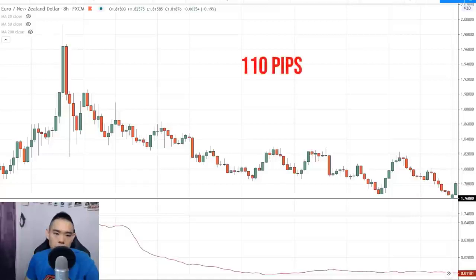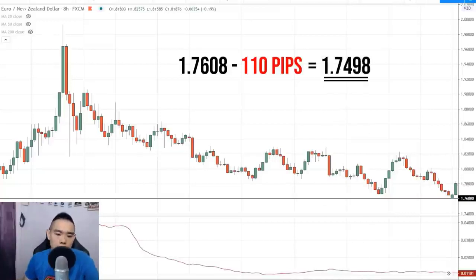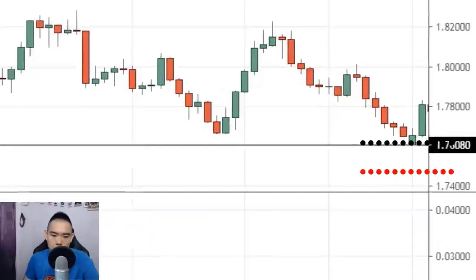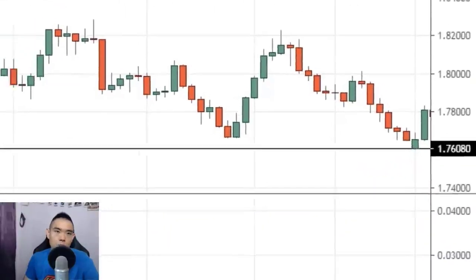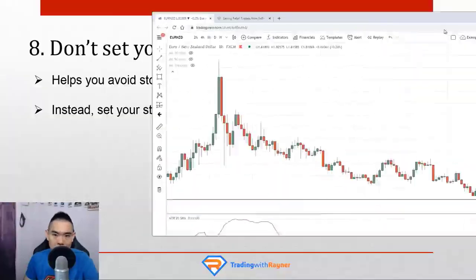So what you want to do is find out what the low is over here. As you can see, I've marked out the low of this candle. It's about 1.7608. So you just take 1.7608 and minus off 110 pips, and that will give you about 1.7498. So your stop loss will be about 1.7498. Okay, does it make sense? So it's somewhere about here, right? From this point to this point over here is 1 ATR below the low. So that's how you want to set your stop loss to avoid getting stop hunted.